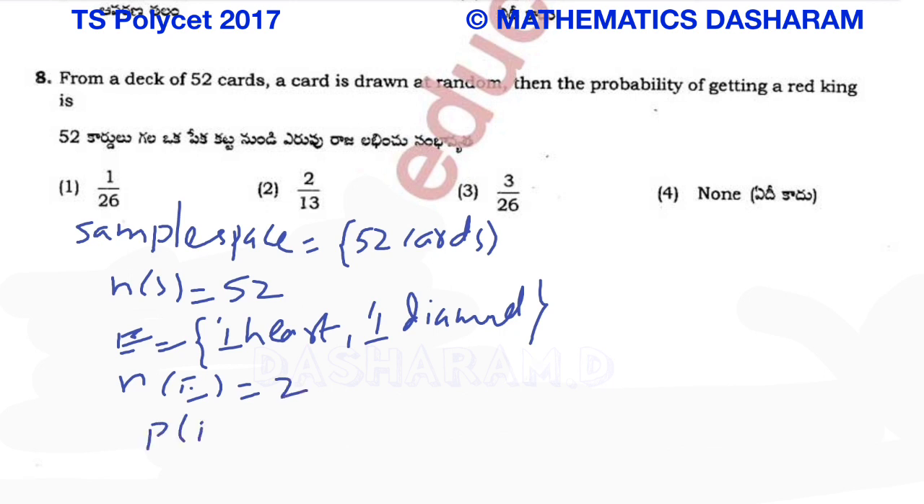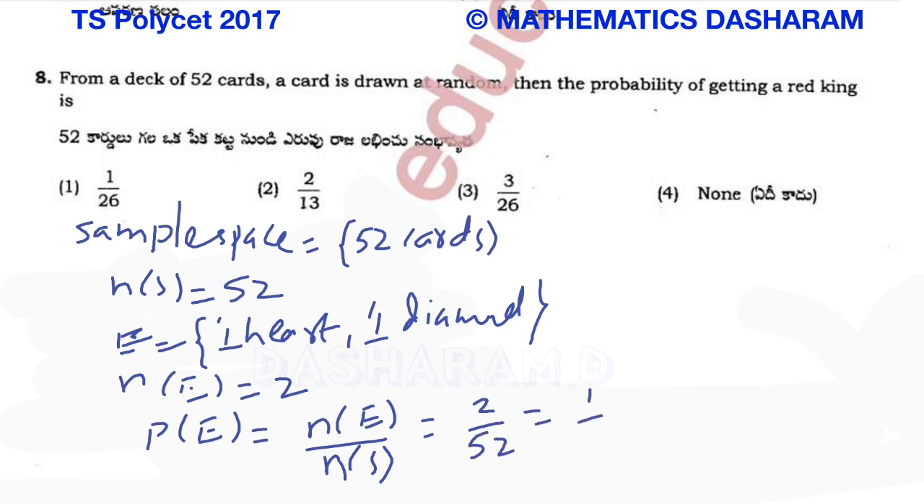Now the probability of E equal to favorable outcomes, that means n of E, over total number of outcomes n of S. So n of E 2 divided by 52, it is equal to 1 by 26. So option 1 is correct.